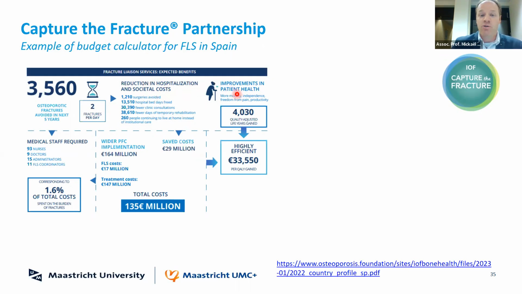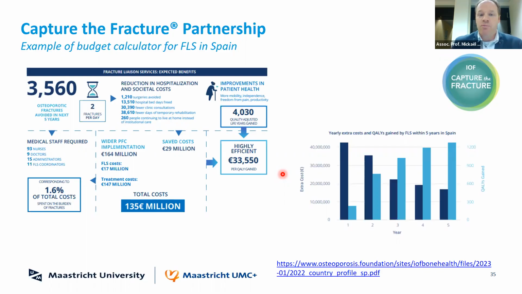This fracture avoided will also lead to an improvement in patient health, more than 4,000 quality-adjusted life years gained, more than 4,000 years in perfect health. But we also know that fracture liaison services will require some medical staff, but only 1.6% of the total cost we currently spend on the burden of fracture, and it's just a minor proportion, for a total of 164 million. Because the total cost of FLS in Spain would be 135 million, but when we put the cost and the quality together, we have something that is highly cost effective.